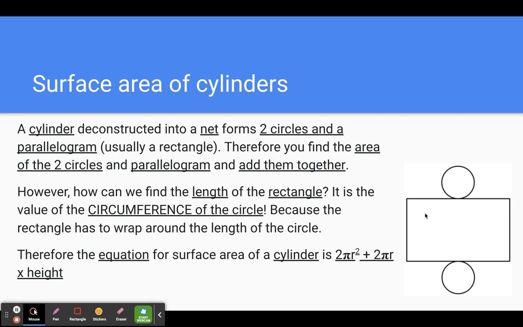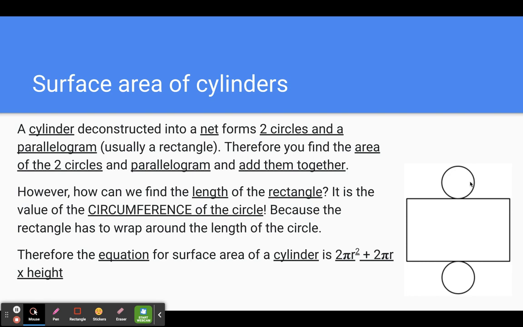However, how can we find the length of the rectangle? It is actually going to end up being the value of the circumference of the circle. So imagine, once you roll this rectangle up, right? If you fold these sides of the cylinder down to be the top and bottom, think of it like a can, and then you wrap the rectangle around, the length, or this side right here, ends up being the value of the circumference because it has to touch all sides of the circle.